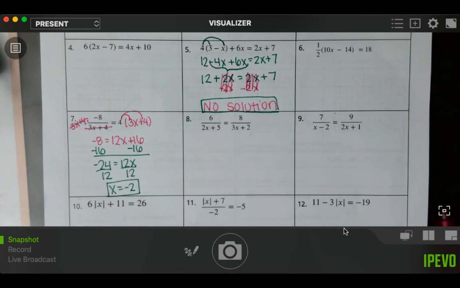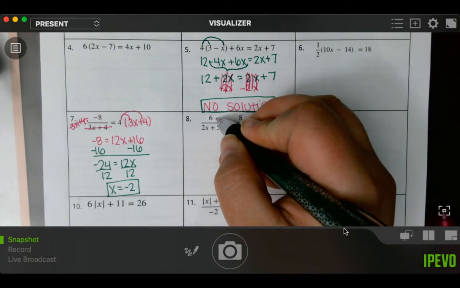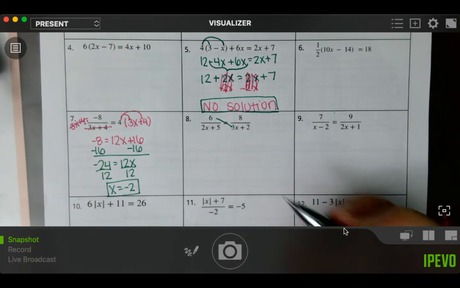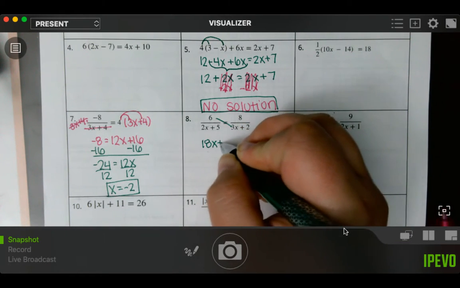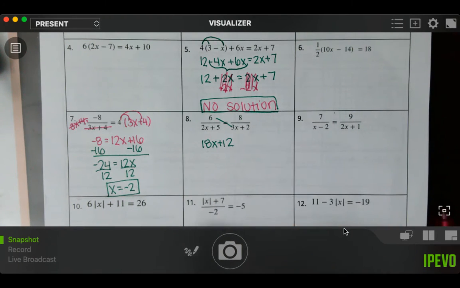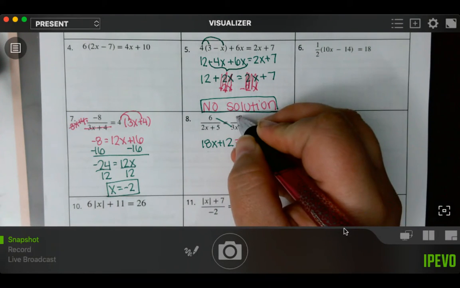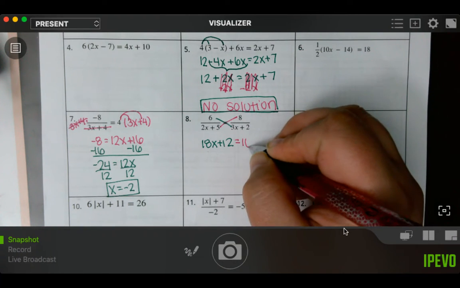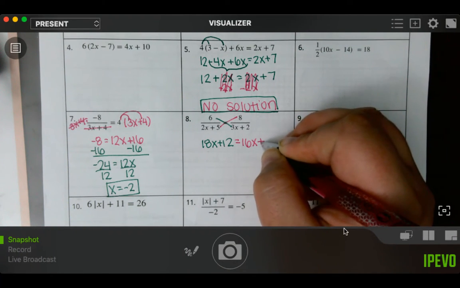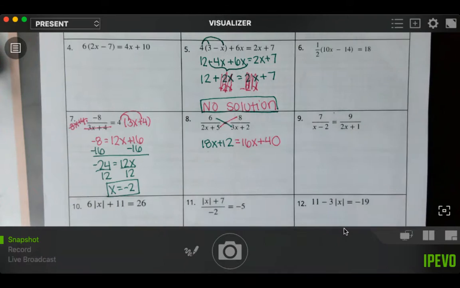Number 8, you'll notice, has two fractions. This is what's called cross multiplying. We're going to take 6 times 3x plus 2. Notice how I've multiplied both of these by the 6. And then it's going to equal 8 times 2x plus 5. 8 times 2x is 16x, and 8 times 5 is 40. And that is where I'm going to let you guys solve the rest of this one.